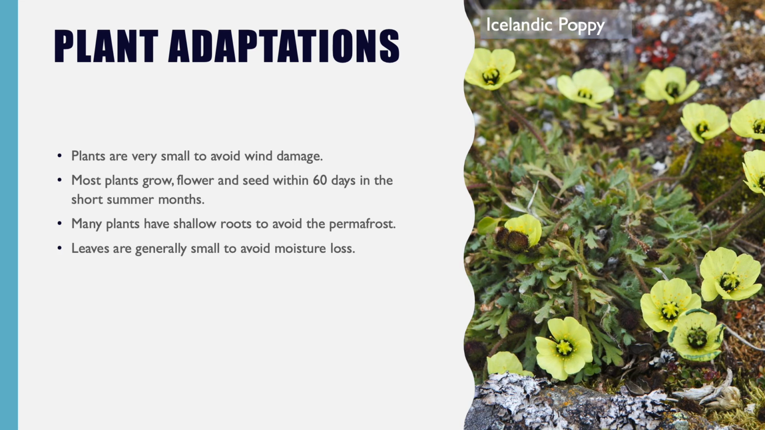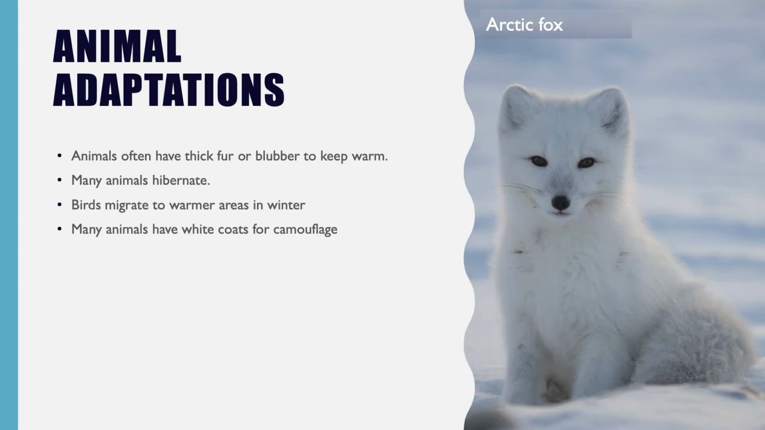Okay, so next we're going to have a think about animal adaptations, and we've got an Arctic fox here. The Arctic fox has really thick fur. Animals that live in this part of the world either have really thick fur, or, if you think about things like seals, they have a thick layer of blubber, which is like a fat, and this helps to keep them warm. It insulates the body and stops it from losing heat.